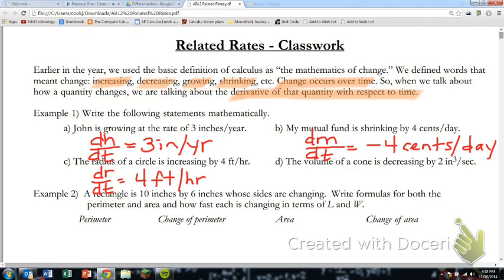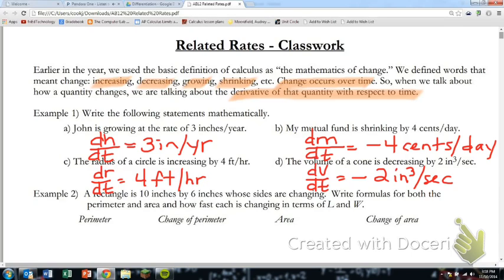And the volume of a cone is decreasing by 2 cubic inches per second. So the volume is changing. They're giving me the rate that the volume is changing. So the rate of change of the volume with respect to time. Decreasing means negative 2 cubic inches per second. That's just how you would write some of those statements in mathematical terms using a derivative. Since we're talking about a rate of change, we can talk about it in terms of a derivative.